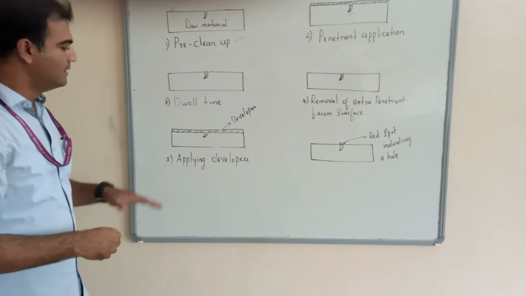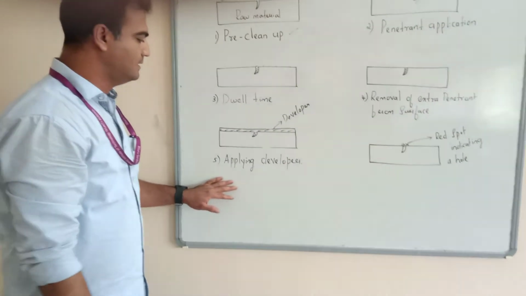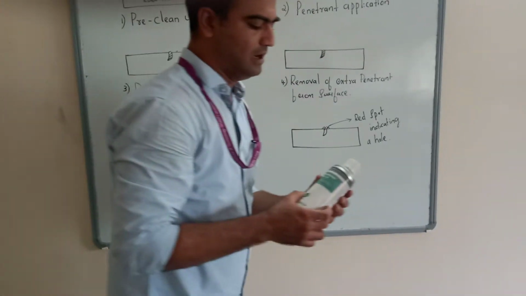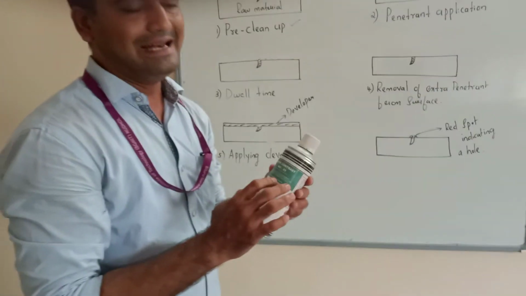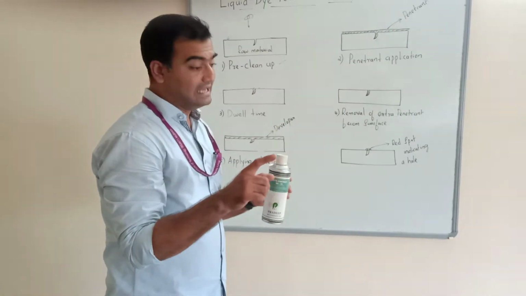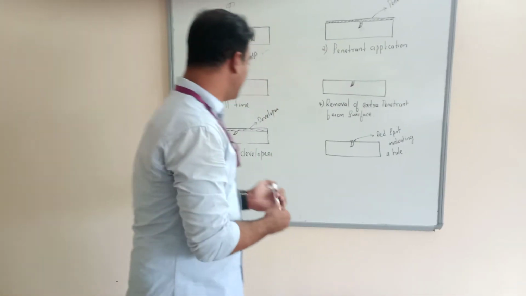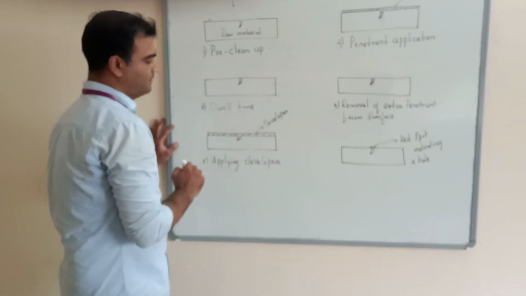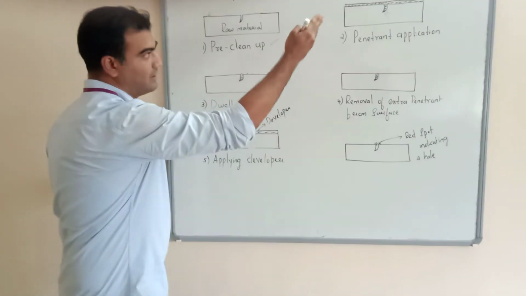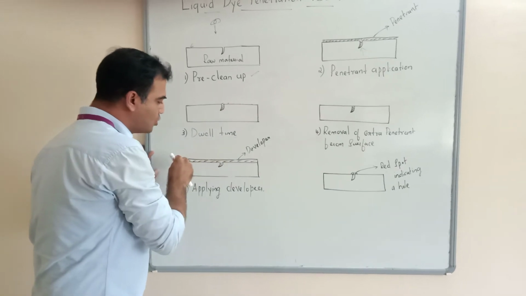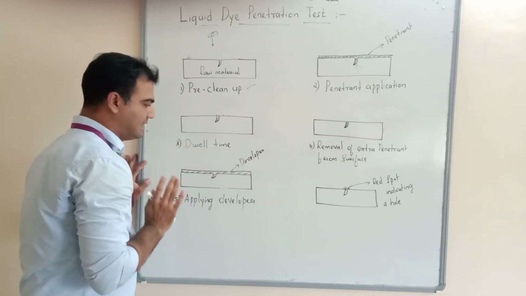Next, coming to the very important part of the liquid dye penetration test, which is applying the developer. The developer is also in a spray bottle. It is white in color and will be sprayed evenly onto the surface. Just as we applied the penetrant on the surface, in the same way the developer should also be sprayed evenly onto the surface.